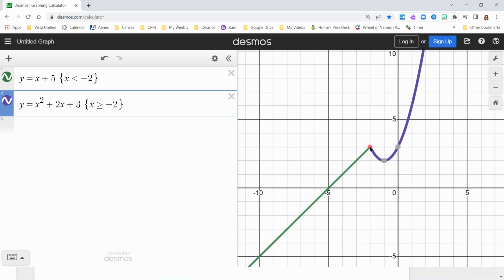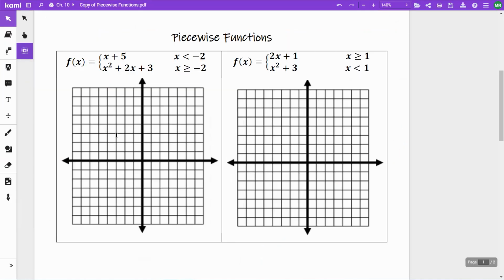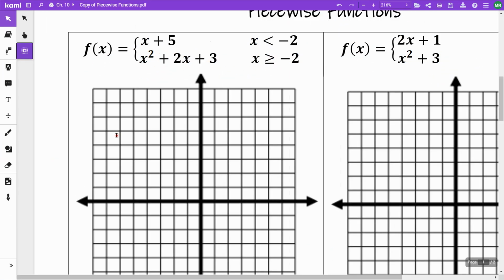And again, from -2 on down, I have this line. From -2 to the right, I have this parabola. That's what we're going to do. Okay. So I'm going to start with my line.